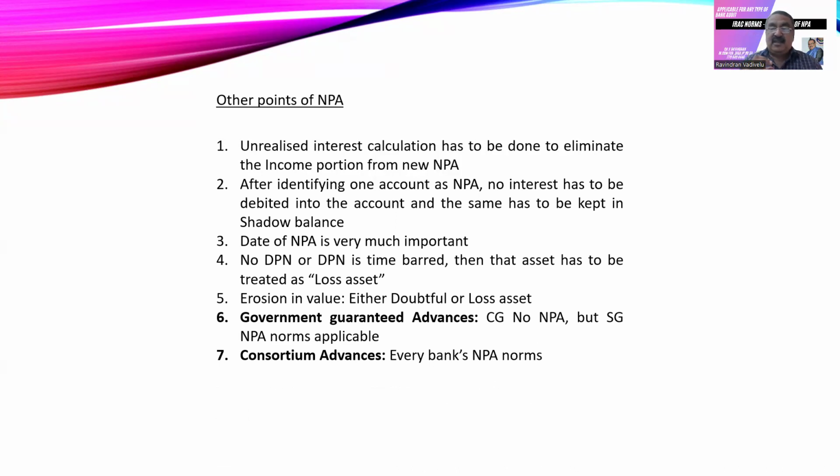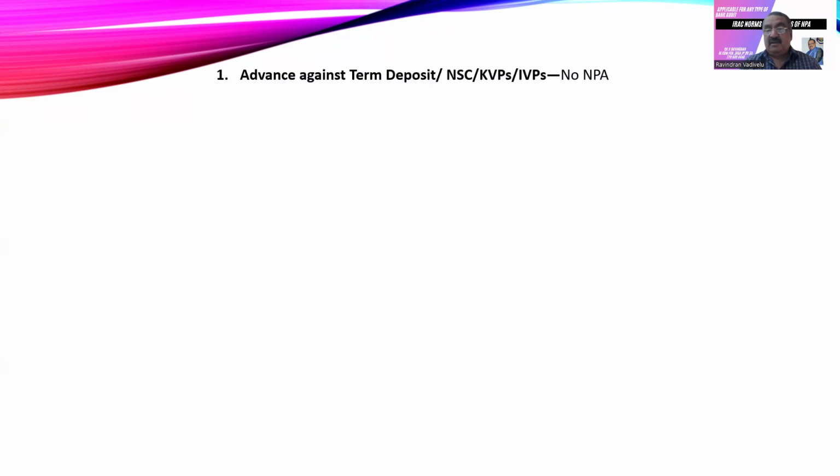Suppose in A bank our account has become NPA, and B, C, and D banks are there. B, C, and D banks need not classify that account as NPA, because the NPA norms with reference to consortium are applicable for individual loans, for individual bank classification. In case there is any sublimit, you have to calculate the NPA by pooling all the limits together. Then you have to arrive at the NPA. So this is with reference to sublimit. The main limit is where you have to calculate the NPA from.